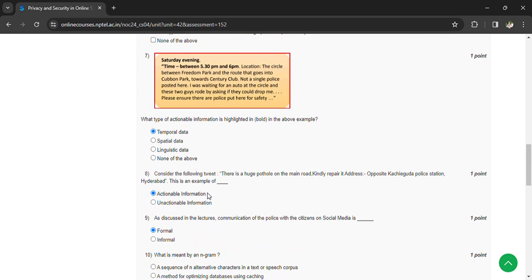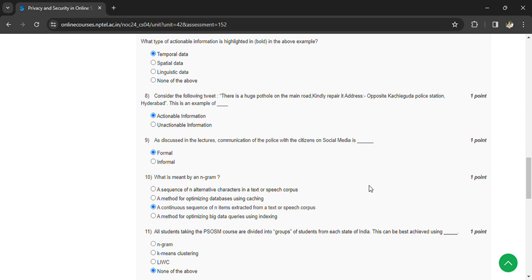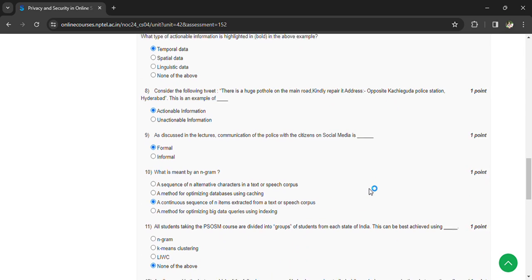And considering the first tweet, there is a huge pothole on main road, kindly repair it, address opposing Kachiguda police station, Hyderabad. This is an example of actionable information. As discussed in the lectures, communication of the police with the citizens on social media is formal. And what is meant by an n-gram? That is a continuous sequence of items extracted from a text or speech corpus.